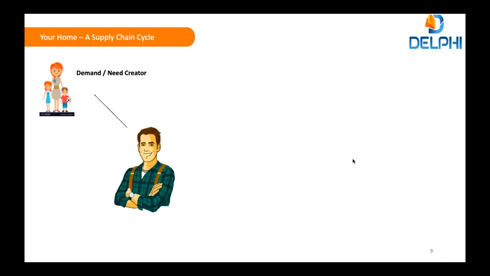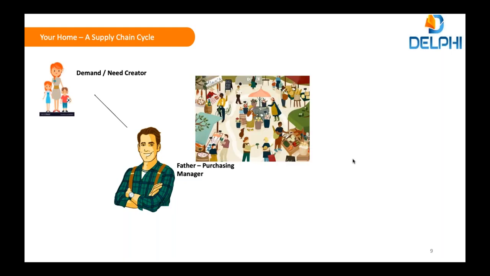They only go to one person who has the money in his bag, the father usually, or the big boss in the house. So they tell him that we need this. And he then takes the role of a purchasing manager without any training, without any certification. Now he goes to a mall and tries to find out if it's a grocery need.